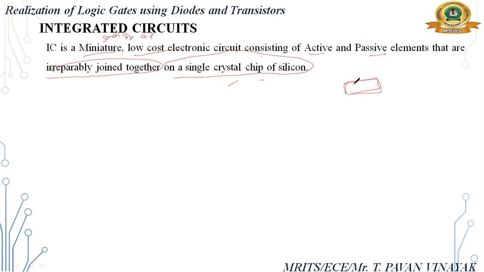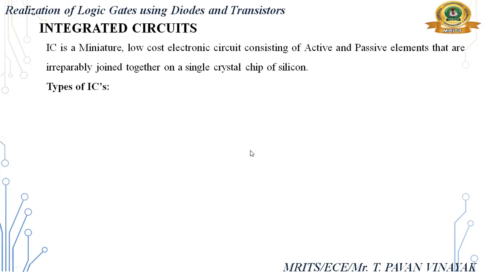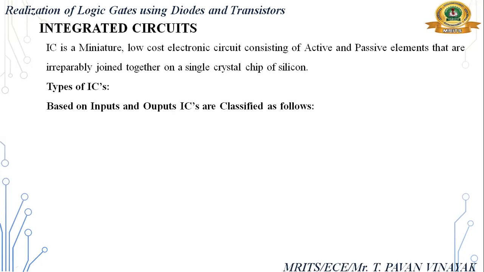Suppose this is a silicon chip. In this silicon chip, it consists of diodes, resistors, capacitors, etc. Everything is available. Active elements means diodes, transistors. Passive elements means resistors. Next, ICs are classified into two types based on input and output. Suppose this is an IC. I am giving input and taking output.